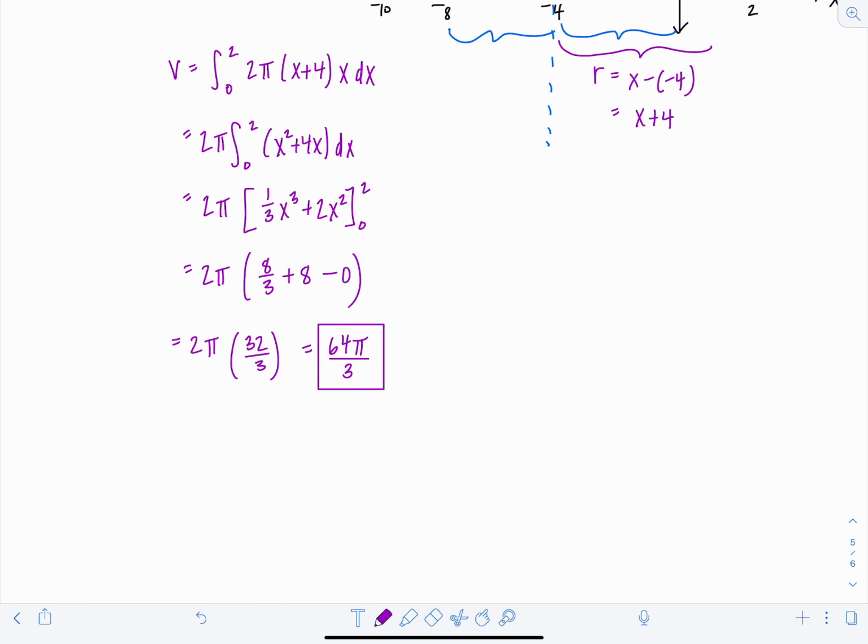All right, nice work. So which method do you prefer? I've heard both opinions.